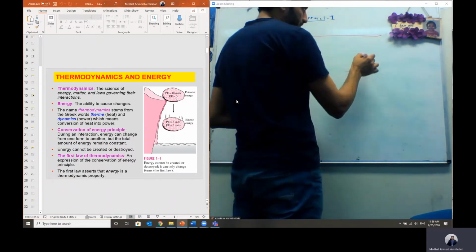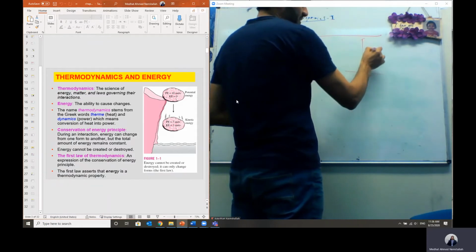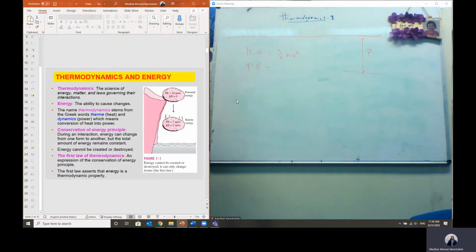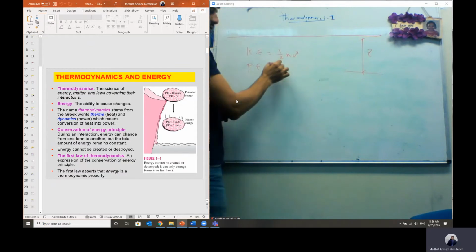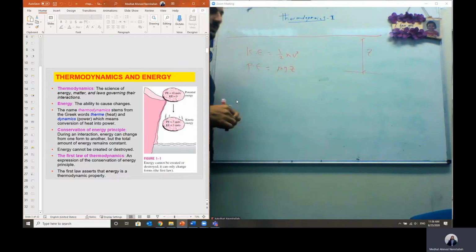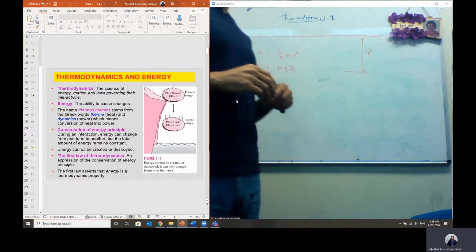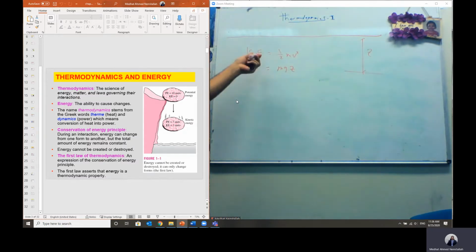So if you have a body that is suspended at a given elevation z, this means the potential energy will equal mg multiplied by z. Okay, so at the top of the mountain, if we have potential energy equal to 10 units and kinetic energy equal to 0, the total energy is equal to 10 units.